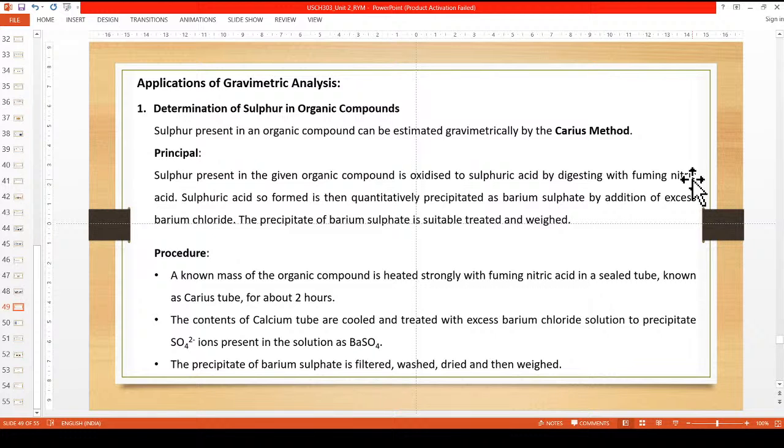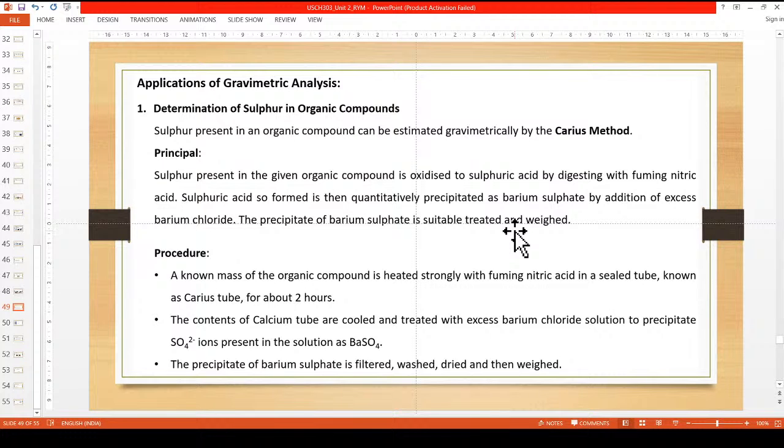Now whatever sulfuric acid is formed is precipitated as barium sulfate. So that time you need to add barium chloride. Barium chloride is water soluble. When you add barium chloride in sulfuric acid, there will be formation of precipitate of barium sulfate, which is sparingly soluble. So by measuring weight of barium sulfate, you can find out how much sulfur is present.